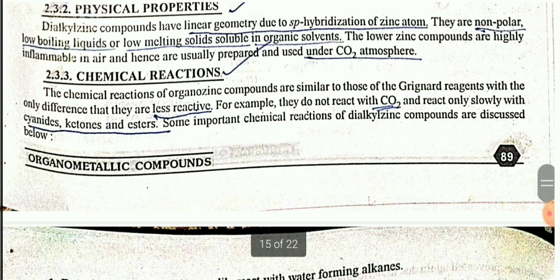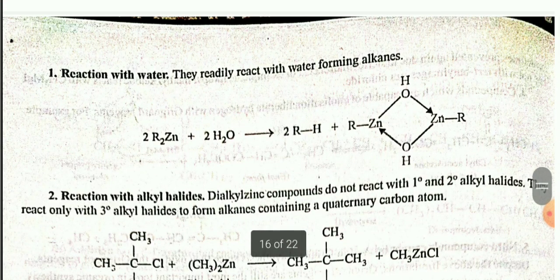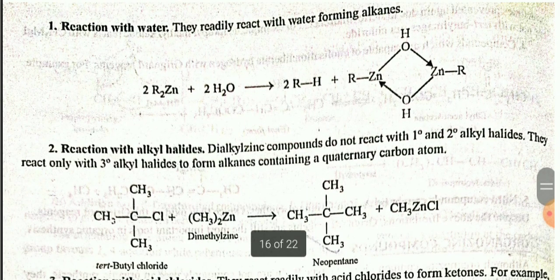Heading 2.3.3. Chemical reactions. The chemical reactions of organozinc compounds are similar to those of Grignard reagent, with the only difference that they are less reactive. For example, they do not react with CO2 and react only slowly with cyanides, ketones and esters. Some important chemical reactions of dialkyl zinc compound are discussed below. First, reaction with water. They readily react with water, forming alkanes.